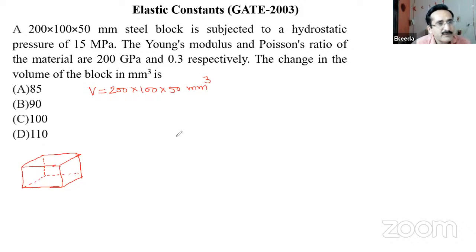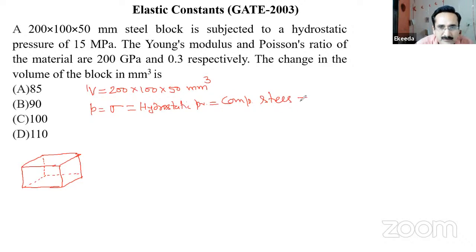A hydrostatic pressure of 15 megapascal is applied. Hydrostatic pressure is basically, by Pascal's law, equal in all directions. If we put a body in water, due to Pascal's law, the pressure will be same in all directions, right? Here pressure means stress. In terms of strength of materials, we can say that this is a stress, right? Compressive stress basically. Hydrostatic pressure means this is compressive stress. Right? And the value of this hydrostatic pressure is given as 15 megapascal.